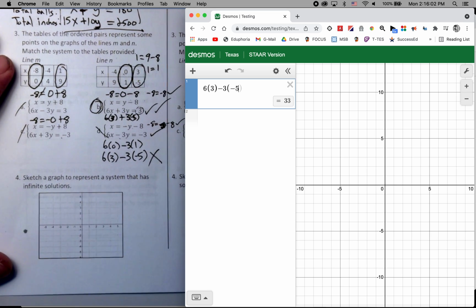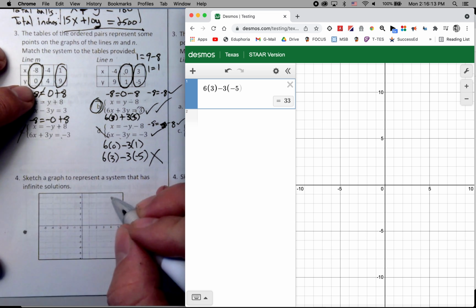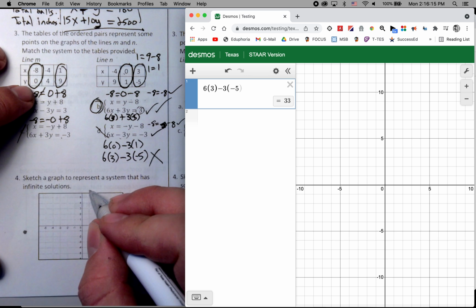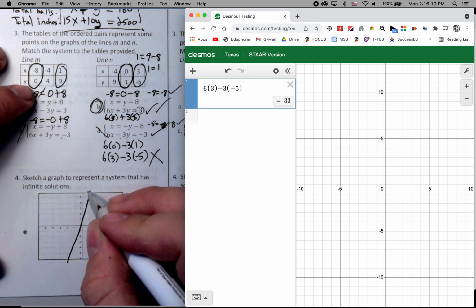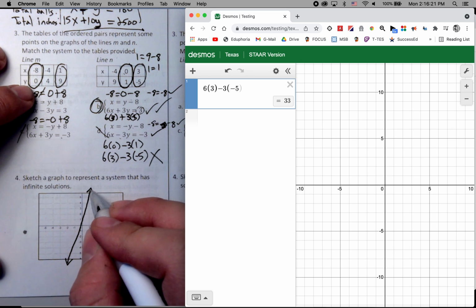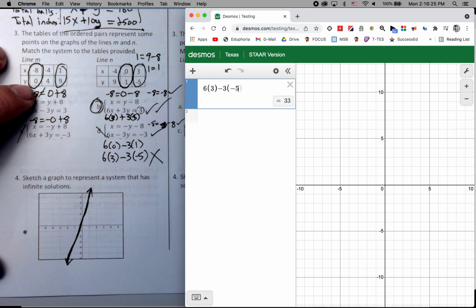It says sketch a graph to represent a system that has infinite solutions. Remember, if it's infinite solutions, it's just a line on top of a line. So I'll draw a line. It doesn't even matter what line I draw. That's not a very good line. Hopefully you can draw a better straight line. But infinite would just be a line on top of a line. There you go. Done. Try to do number 4 on your own.